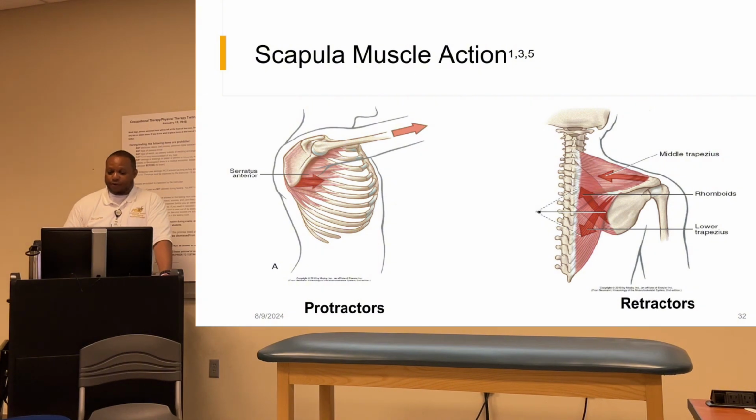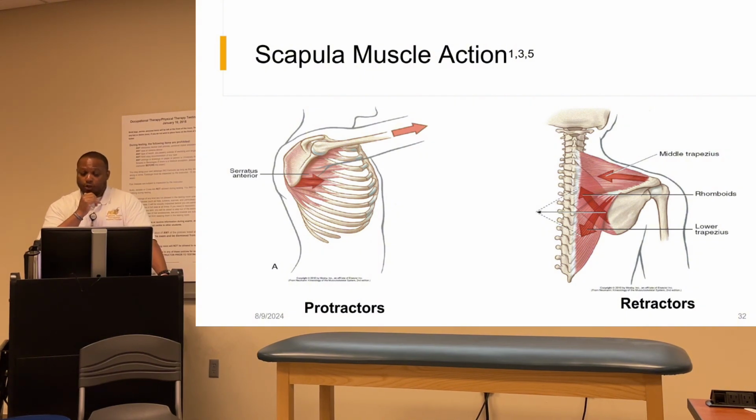So here we go. Again, I like visuals. Visuals help contribute to memory and recall. So serratus anterior muscles being protractors of the shoulder joint complex, and protractor of the scapula. Serratus anterior muscle. Are those static or dynamic stabilizers?